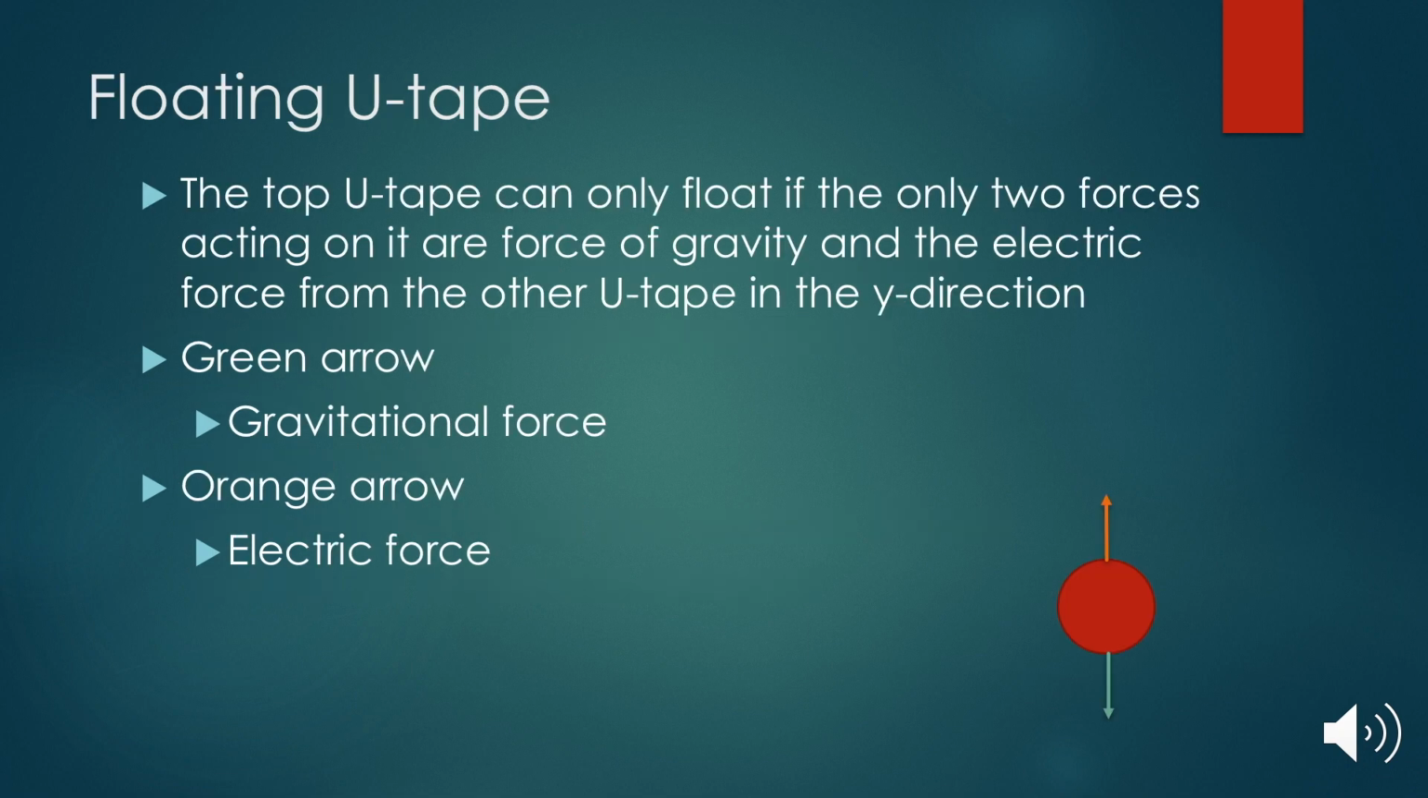In regard to the floating U-tape, the top U-tape can only float if the only two forces acting on it are the force of gravity and the electric force from the other U-tape in the y direction. Keep in mind that the second U-tape was directly below it, as they were attached to books to allow it to create the floating part. If you look at the bottom right, you see a quick visual of what the charges look like. The top arrow, which is orange, is the electric force of the tape below it, and the green arrow is the gravitational force experienced on the top U-tape.